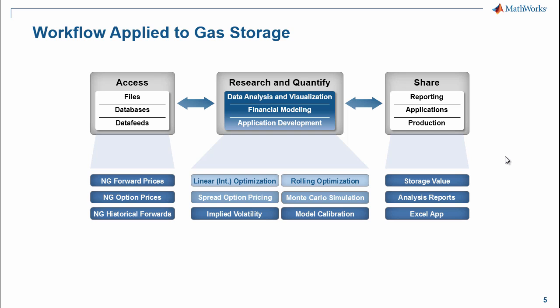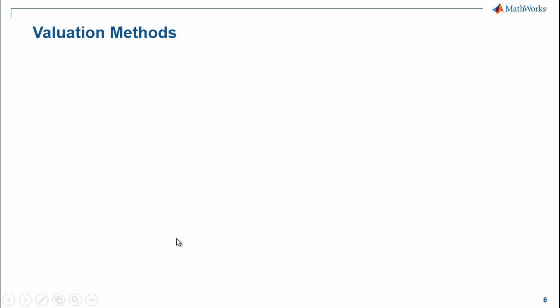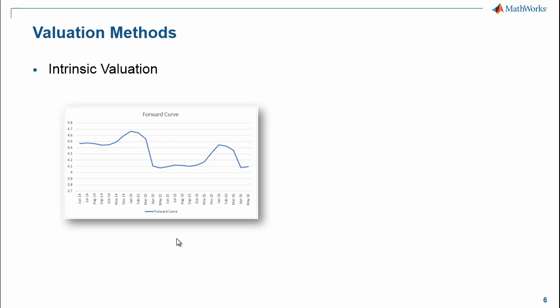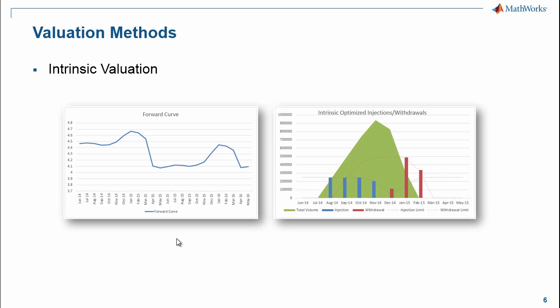Now that we have the data, the next step is to perform the analysis of valuing our storage facility. I'd like to take a couple of minutes to just provide an overview of the few methods that we'll be using. The intrinsic valuation method is kind of a standard or default method that's typically used. It just requires a forward curve, and we run an optimization to find an optimal set of positions in that forward curve that give us the injection withdrawals that meet the constraints of the facility, but that provide the maximum revenue.